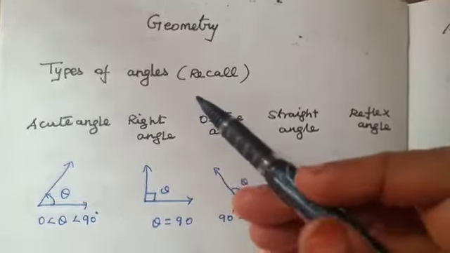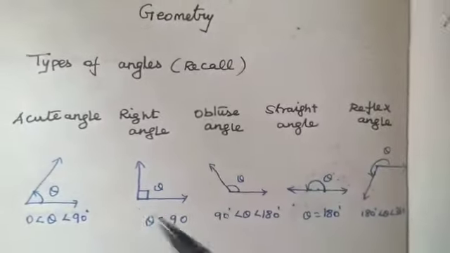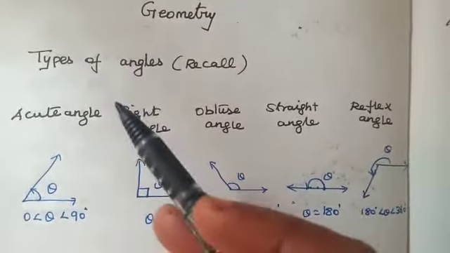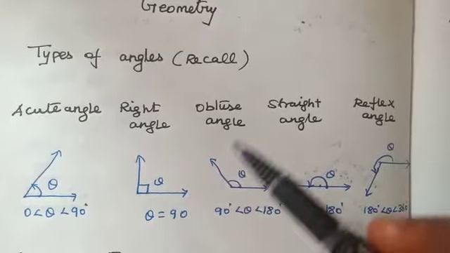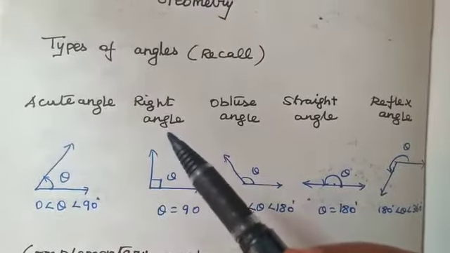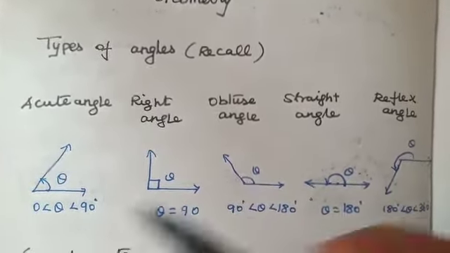Hello children, today we are going to see the chapter Geometry. Before going to the topic, let us see the types of angles that we studied in previous classes. Acute angle, right angle, obtuse angle, straight angle, reflex angle.